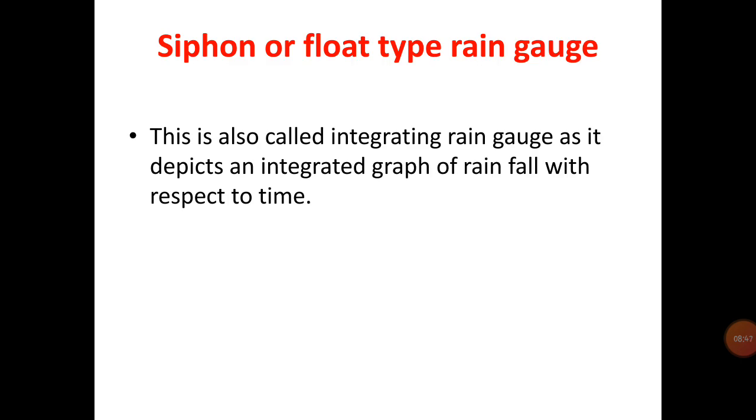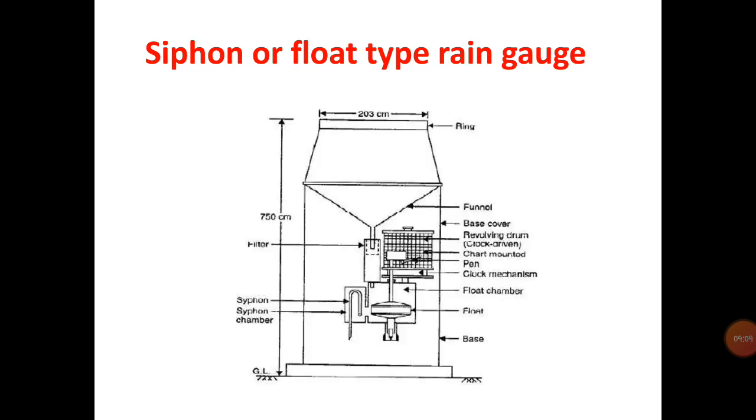Next, let us discuss the siphon or float type rain gauge. This is also called an integrating rain gauge as it depicts an integrated graph of rainfall with respect to time. The construction of this rain gauge is shown in this figure. These are the different components of the siphon rain gauge, which has a funnel diameter of 203 centimeter, connected to a ring.